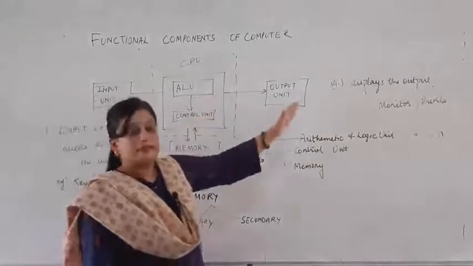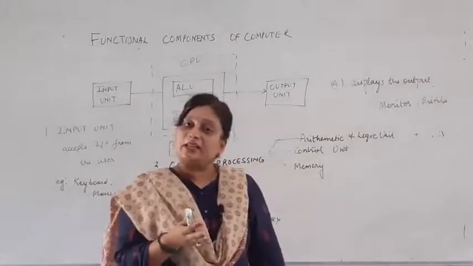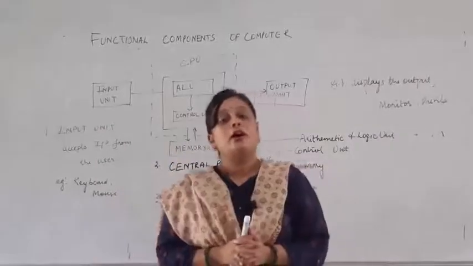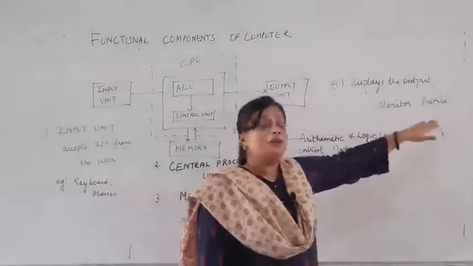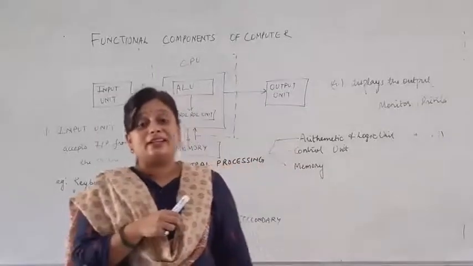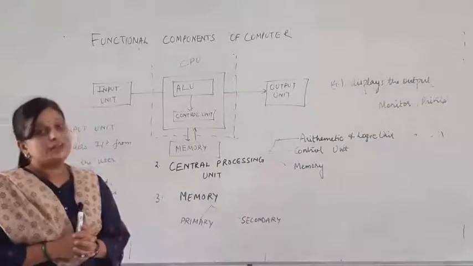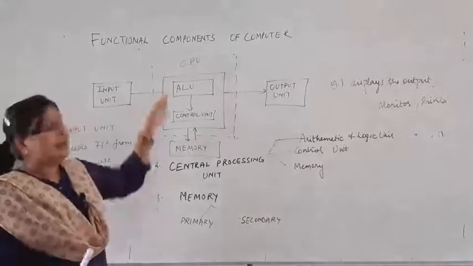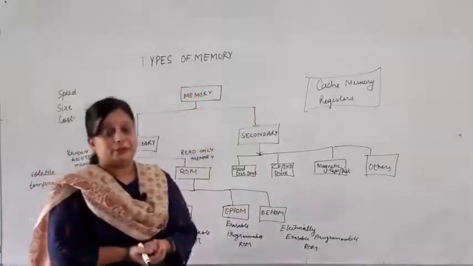Now, the next thing, the output unit. The result, once the processing has been done by the computer, whenever the result is obtained, it is obtained over your output unit. It may be your monitor, it may be your printer, it may be your speaker, any other device that is connected to your computer to produce the relevant output based upon the instruction sets that are given by the user. So, this we have discussed about the functional components of computer.